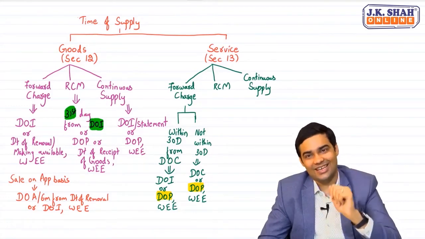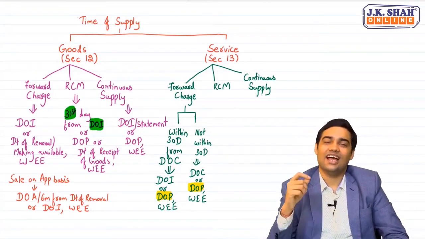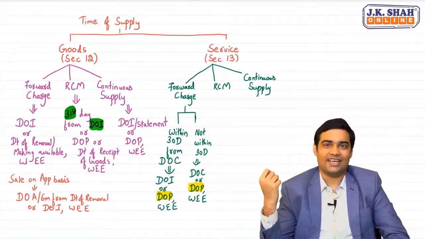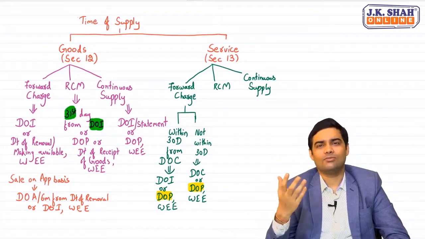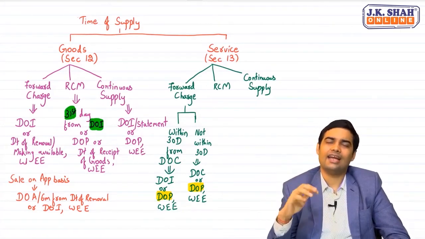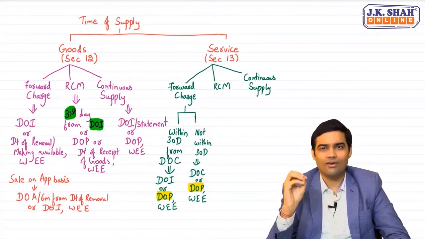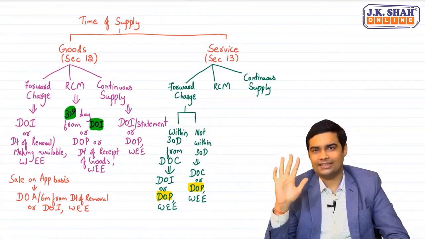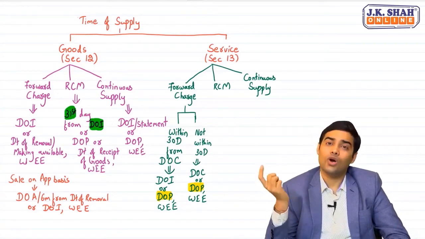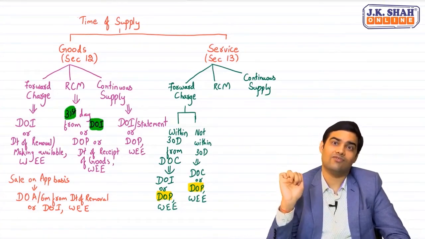Let me give you an example. Say suppose I have a postpaid connection. The bill amount comes to 995 and I pay 1000 rupees. So I paid an excess amount. That excess payment is 5 rupees. What will be the time of supply for such 5 rupees?